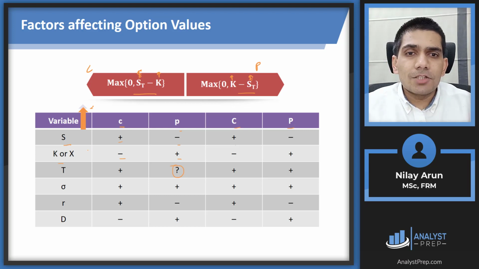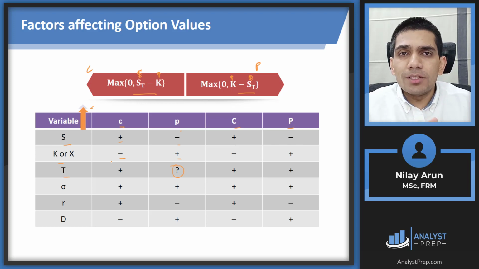Now moving on to the next factor, that is T. That's the time to expiration. Generally speaking, when we increase the time to expiration, the option value should go up. Now, how do we think about it? Without even going into the formula, if we just think about it logically, think of the option as providing you insurance, as providing you a hedge. If you were to take an insurance policy for 2 months versus 2 years, which one is going to be more expensive?